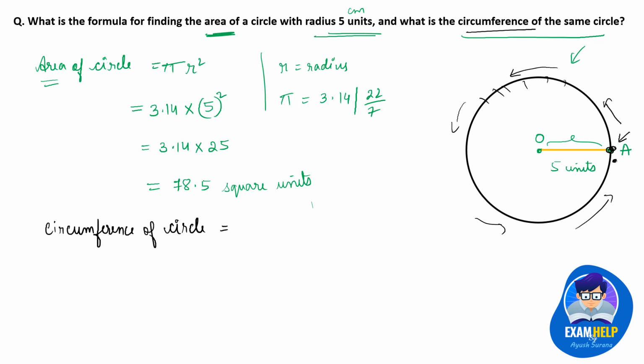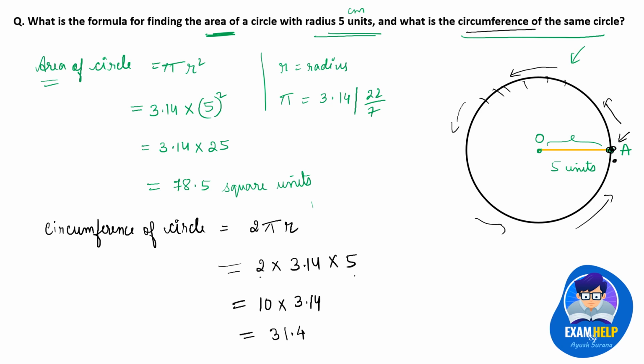So the formula to find the circumference is 2 pi r. Here r is the same radius and pi is 3.14. We will put the values. We will write here 2 into 3.14 into 5. First we will multiply 2 and 5 because they are whole numbers. So we will directly write 2 into 5, 10, into 3.14. And when you multiply 10 with 3.14, the final answer will be 31.4.